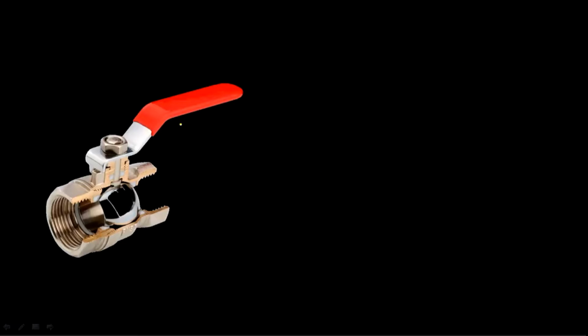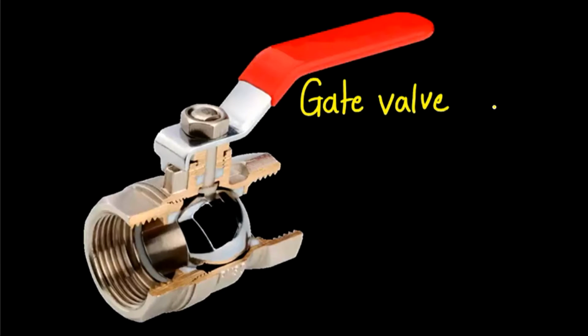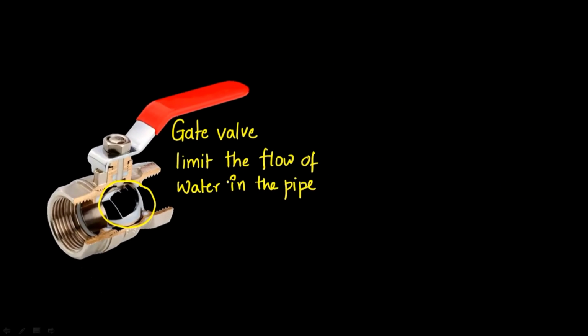Hi guys, I hope you have seen this kind of gate valve used in the water pipe connections at your home. The main function of the gate valve is to limit the flow of water in the pipe. There is a small gate present inside this valve which can limit the flow of water. That is why this is known as a gate valve.